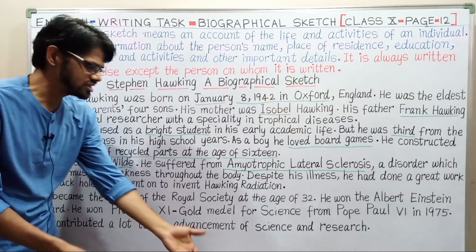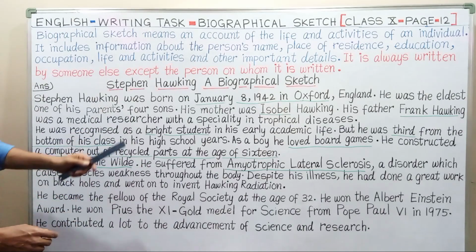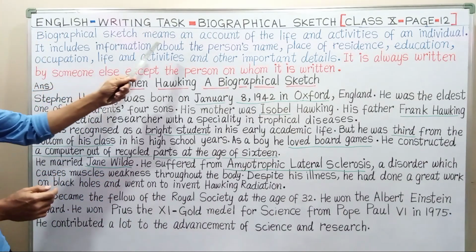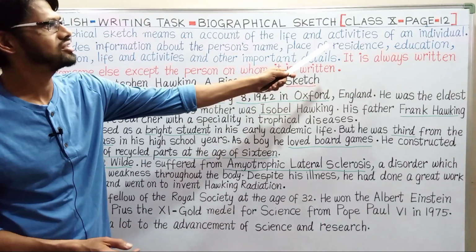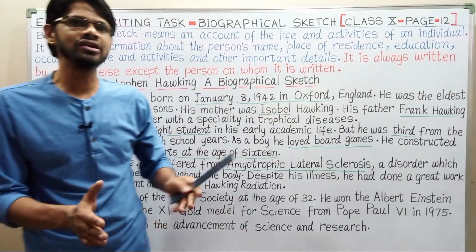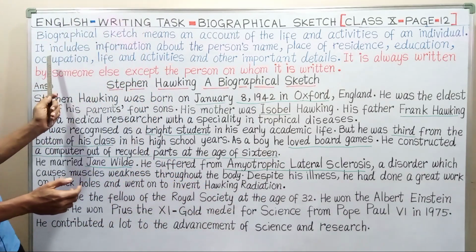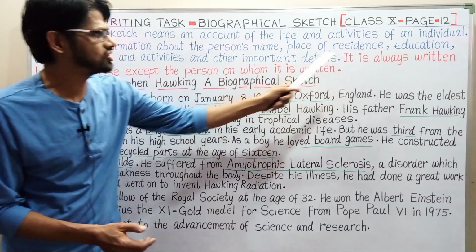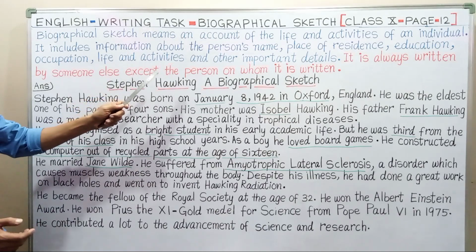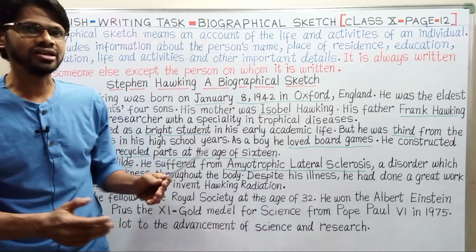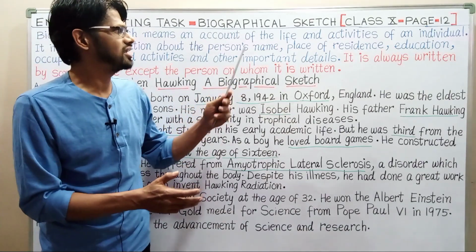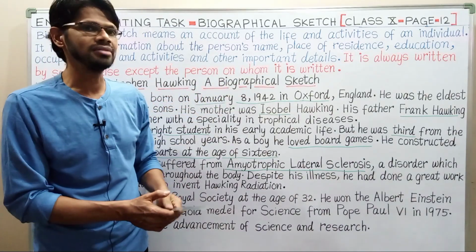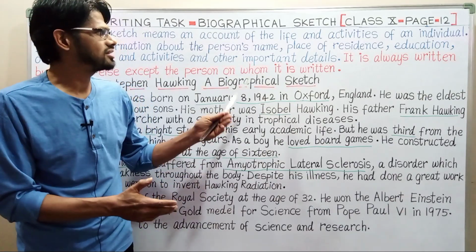We have to convert this information into passages or an account. How to do it? First of all, what is a biographical sketch? A biographical sketch means an account of the life and activities of an individual. It includes information about the person's name, place of residence, education, occupation, life and activities, and other important details. Other important details means awards and achievements.